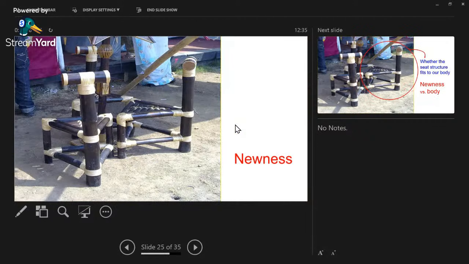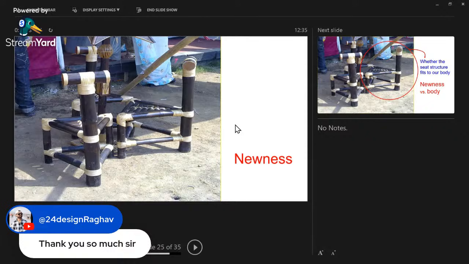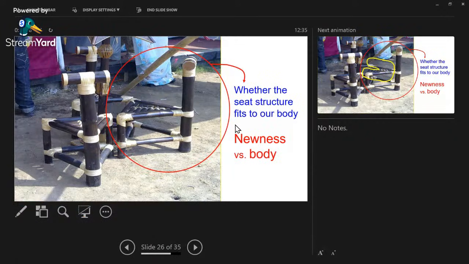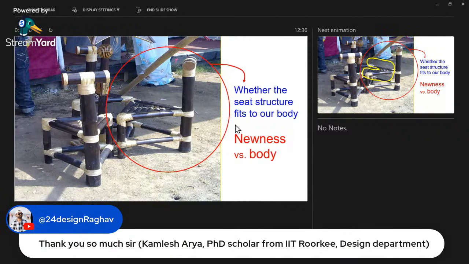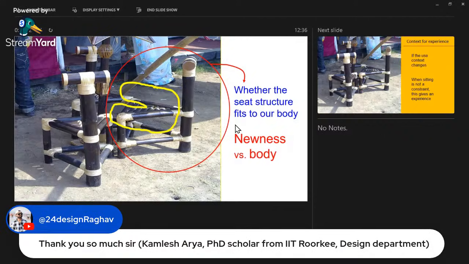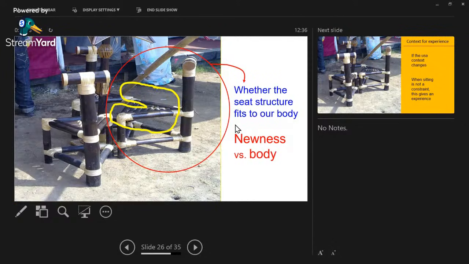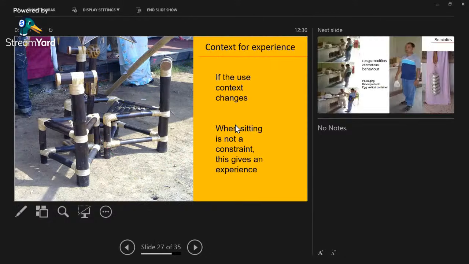But the thing is, with all the newness, we now consider how people will sit here. Does the seat structure fit our body? Our body is like this, and the seat is just reverse. How can we use it? Then it is not possible, so we discard the design, though earlier we were appreciating it.